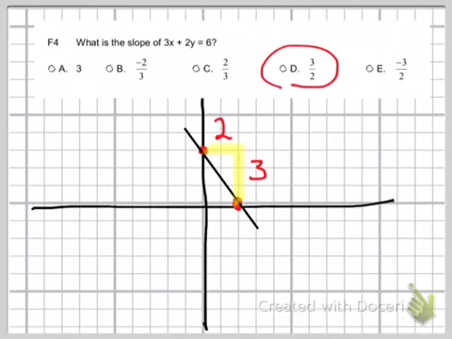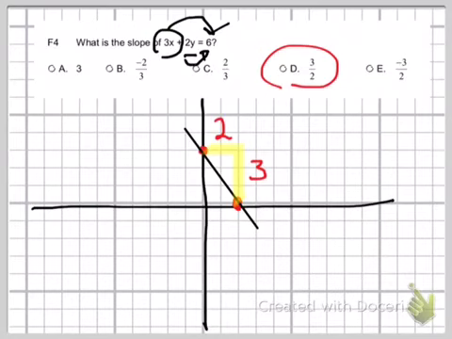Number 4, what is the slope of 3x plus 2y equals 6? And what I did was I found my x-intercept by taking my x term and dividing it into the answer. And I got 2. So I put a dot on 2 on the x-axis. And then I did the same thing with my y term. To find my y-intercept, I divided it into my answer. And I got 3 for my y-intercept, so I put a point on the y-axis at 3.